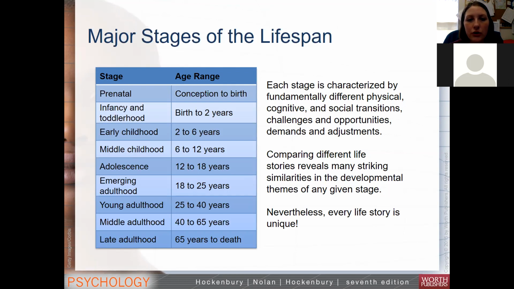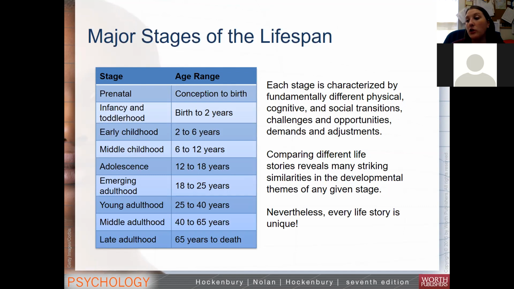early adulthood, or emerging adulthood, as a period of time where a person is finding themselves. You might still live at home, you might be going to college, whatever it might be. This is referred to as emerging adulthood, and that goes to about 25 years of age. That's followed by young adulthood, which goes to 40, middle adulthood, which is kind of like middle-aged, and then all the way to late adulthood, which is 65 years to death.